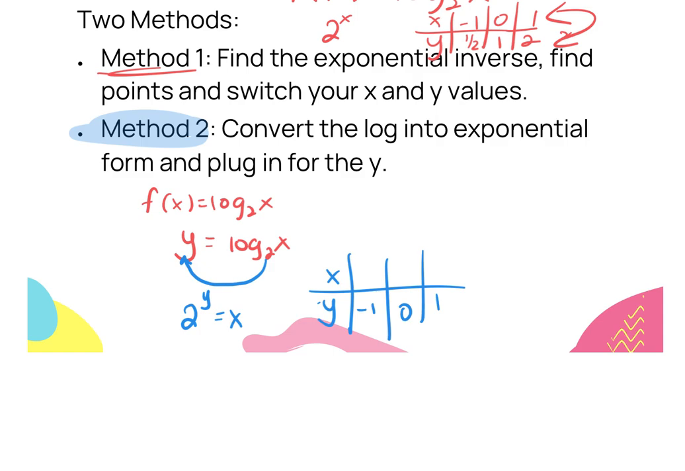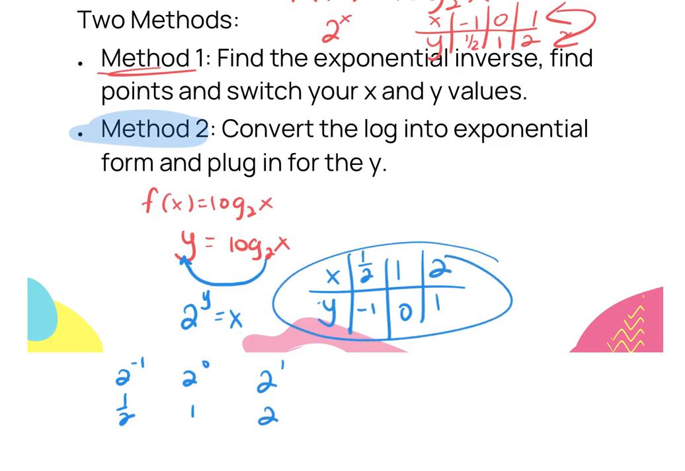So if y is -1, then this is a half. If y is 0, this is 1. If y is 1, this is 2. And then we graph this without having to switch it back.